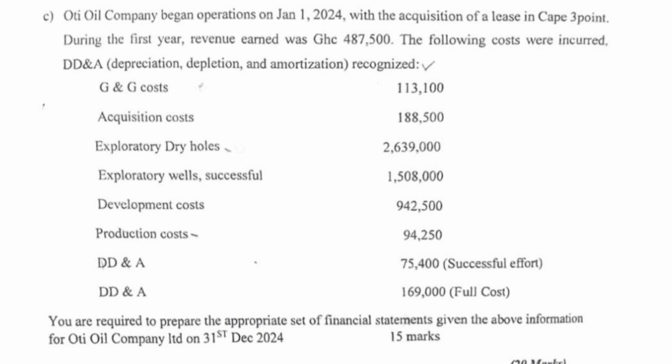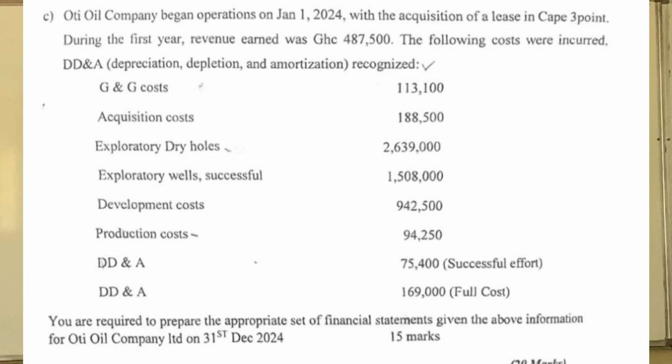The development cost is 942,500. Production cost 94,250. Then depreciation, depletion and amortization cost for successful efforts is 75,400, and that of full cost is 169,000. You are required to prepare the appropriate set of financial statements, given the above information, for OT Oil Company Limited on 31st December 2004.